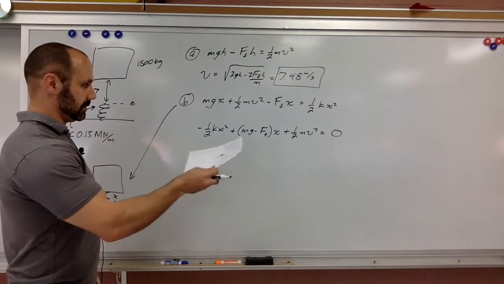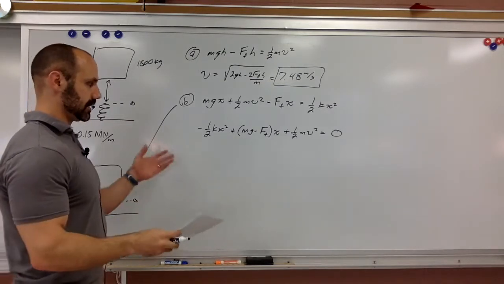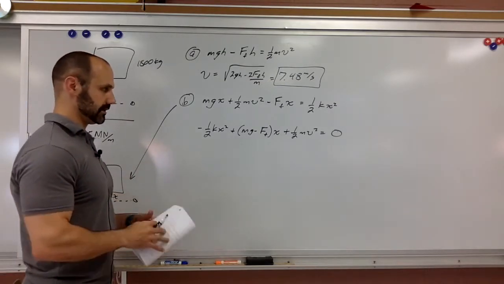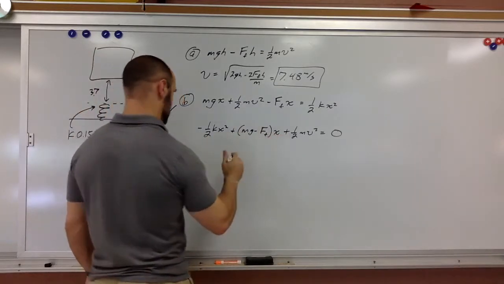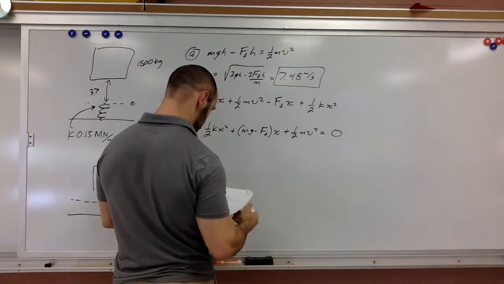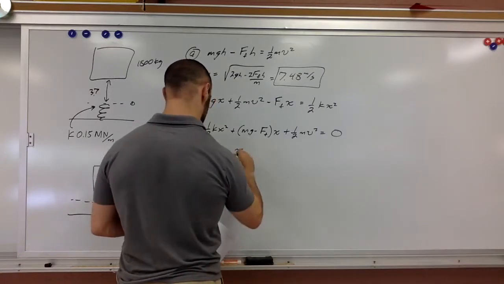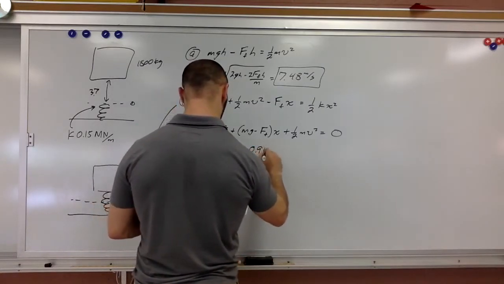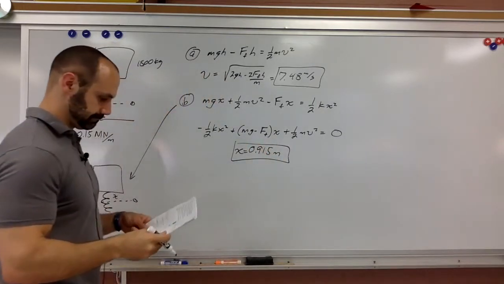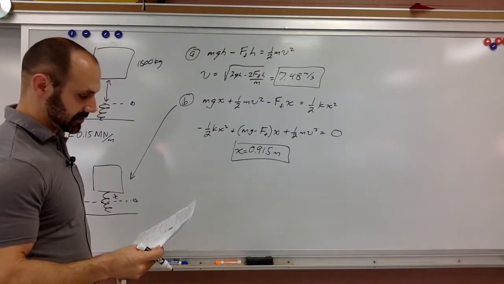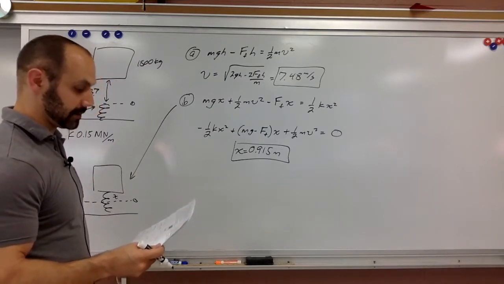And so now when we plug in our numbers here, again, I don't want to go through it now to waste time in the video, but we plug in the numbers and use the quadratic equation, we should get that x equals 0.915 meters. Okay. So now C, find the distance the cab will bounce back up the shaft.